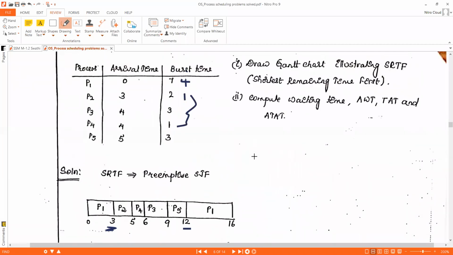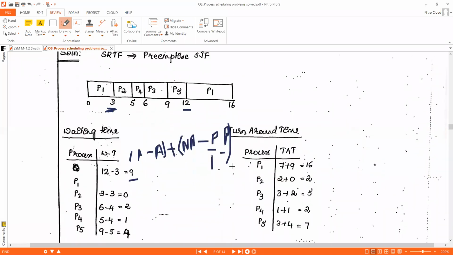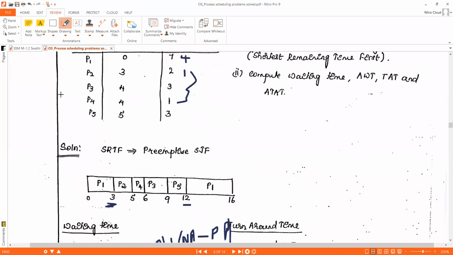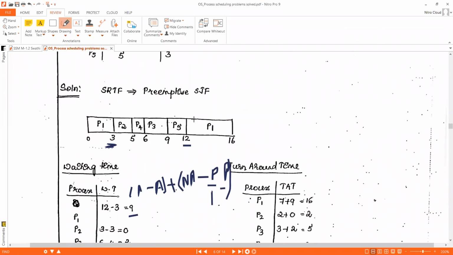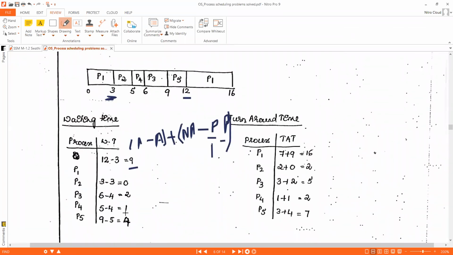Next, for process 3, burst time is 3 milliseconds and its waiting time is 2 milliseconds. Okay, 3 plus 2, it is 5 is the turnaround time for process 3. Next, process 4, burst time is 1 millisecond and its waiting time is 1 millisecond. 1 plus 1, it is 2 milliseconds is process 4's turnaround time.